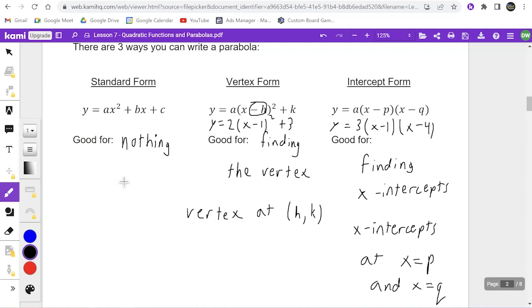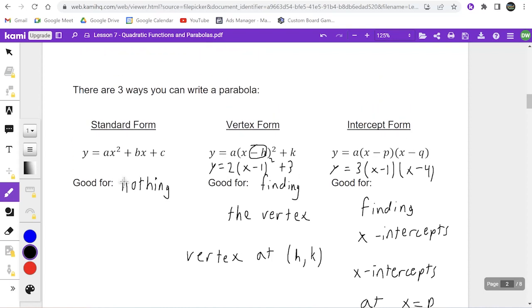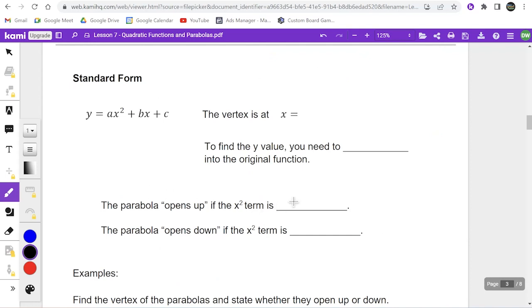So any questions on anything I said first on this first set of pages? Okay, good. Now let's talk about standard form.